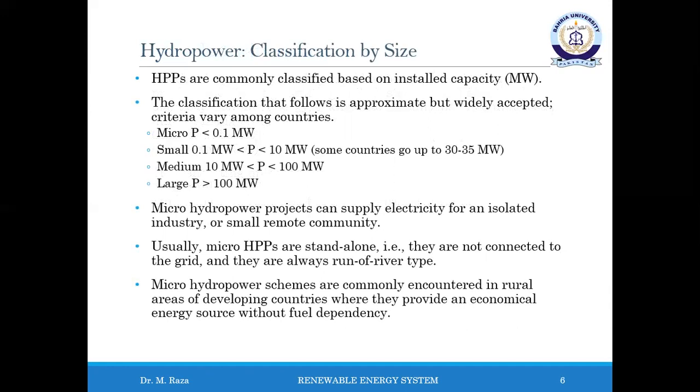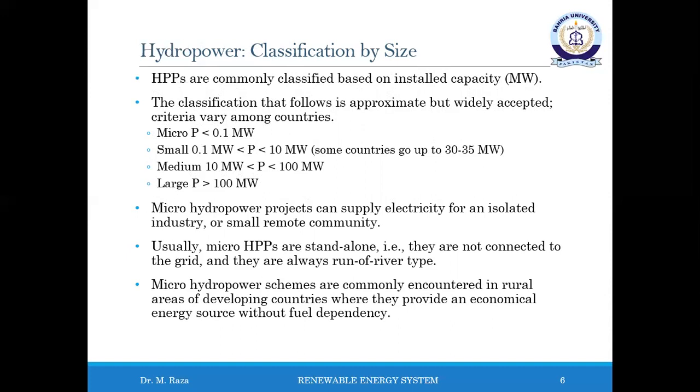Hydropower plants are commonly classified based on installed capacity in megawatts. Opinions vary on the threshold that separates individual classes. Hydropower plants are also classified based on the dam heads as stated before. The classification mentioned here is approximate but widely accepted. However, criteria may vary among countries.